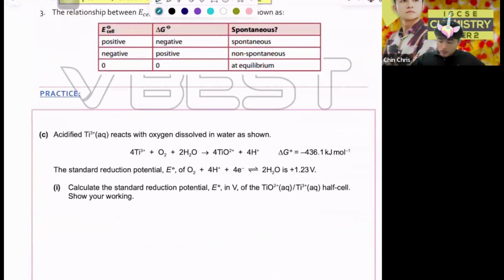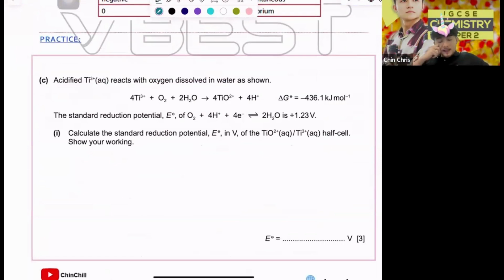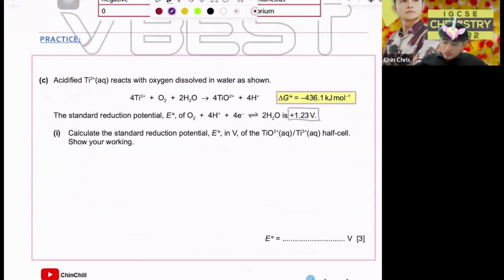Alright, guys, next question. Let's go. Try this now. Alright, guys, what's your answer? So acidified Ti3+ reacts with oxygen dissolved in water as shown. Okay, so guys, you got the delta G already, yeah? Reduction potential is 1.23. Calculate the standard electrode potential of TiO2+ and Ti3+.